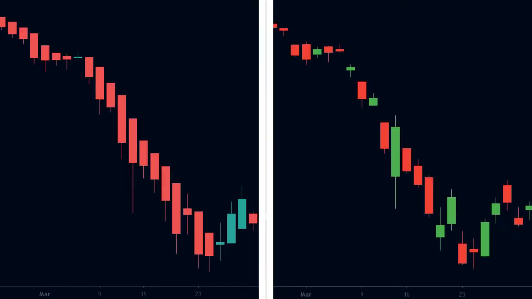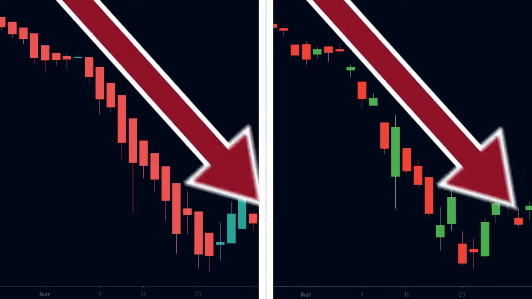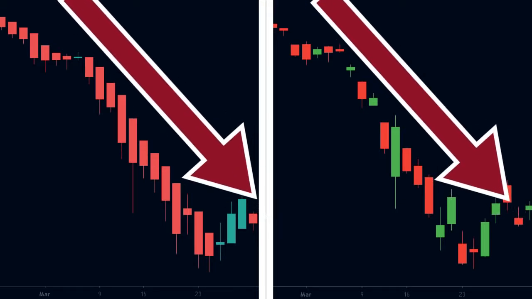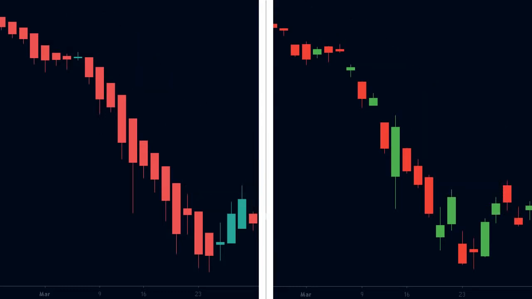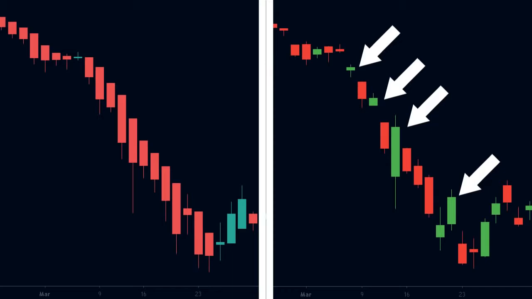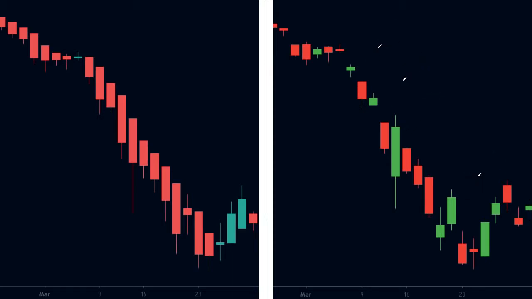Here is how the Heikin Ashi chart differs from the candlestick chart. In this chart here, we can see that the stock is in a downtrend. Now, on the candlestick chart, we see that even in a strong downtrend like this, there are 5 to 6 green candles. While the trend here can be spotted in hindsight, it will become very difficult to see the trend in real time. These green candles tend to confuse us.